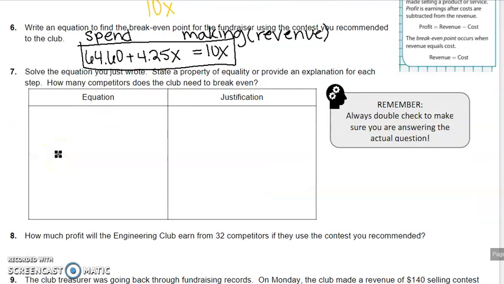All right, ready for number 7, where we're going to solve the equation that we just wrote, and we're going to write a property or justification for each step. So if you need to go back and refresh your memory on that Introduction to Properties video or worksheet, maybe have that handout handy, and then pause the video and try to solve this equation and justify each step.